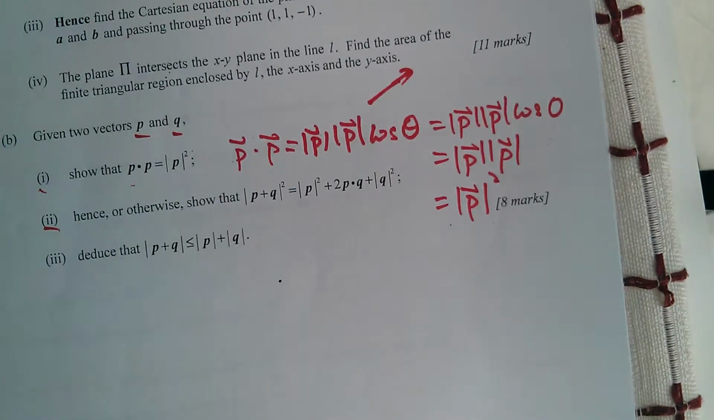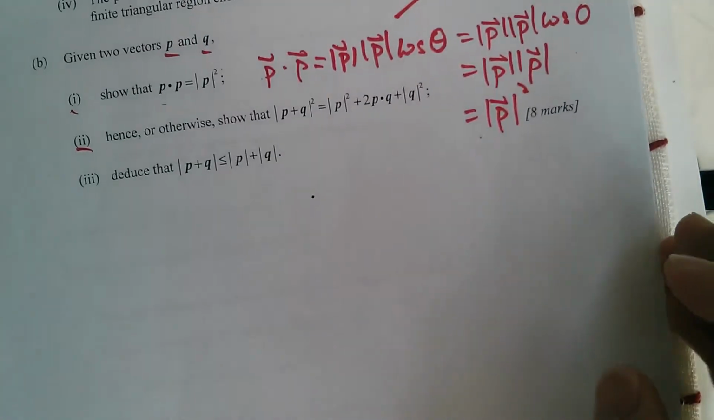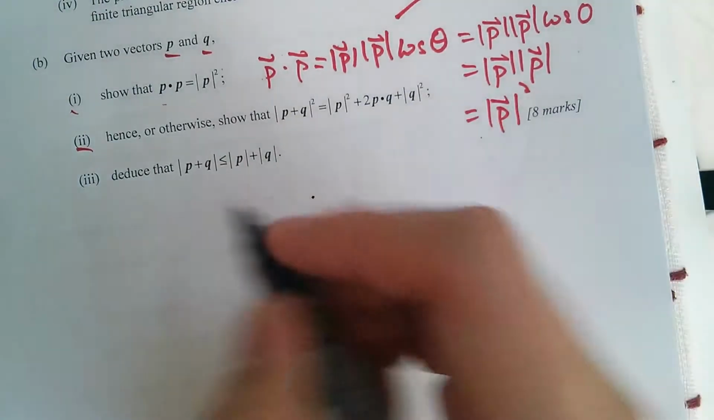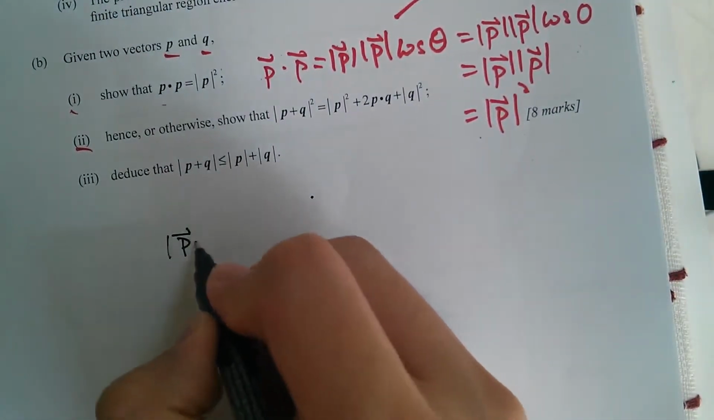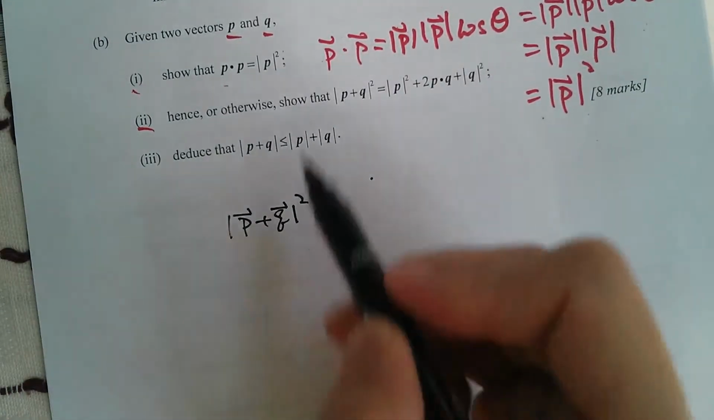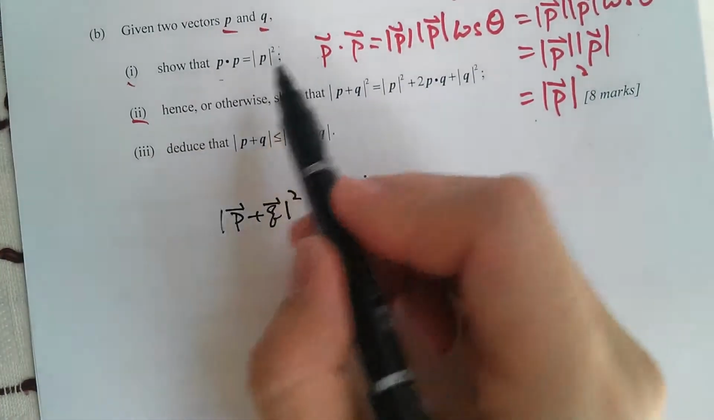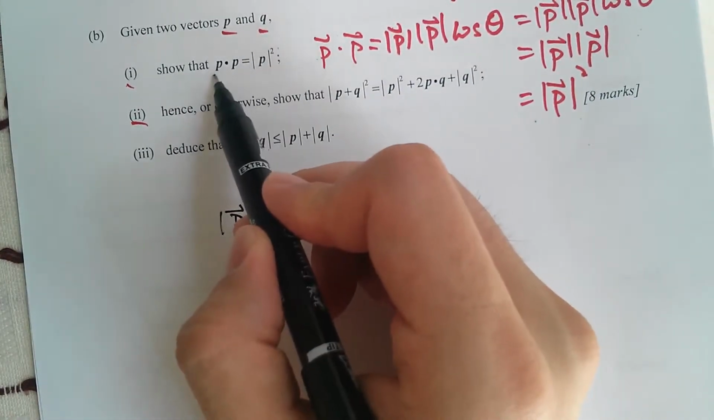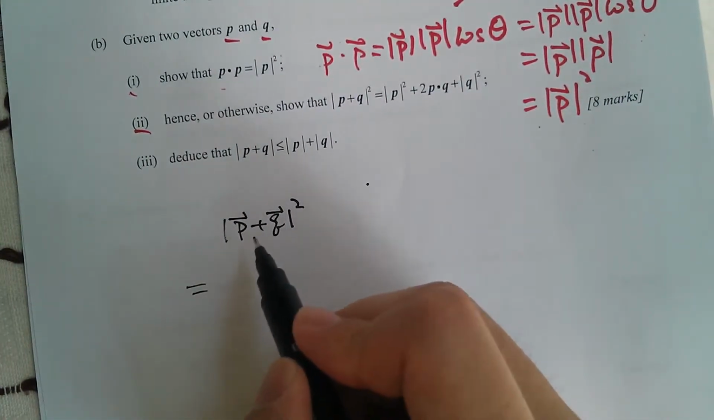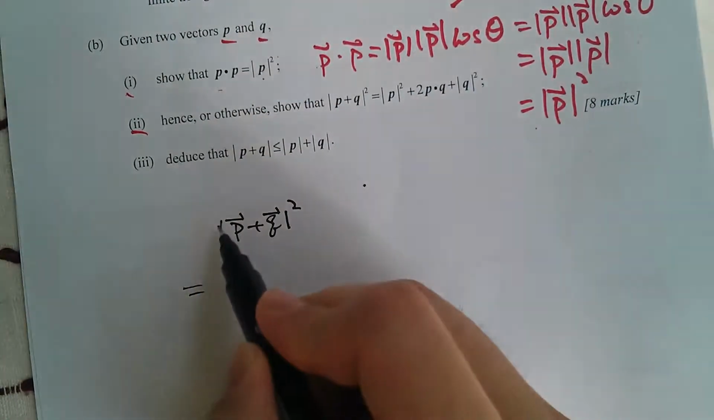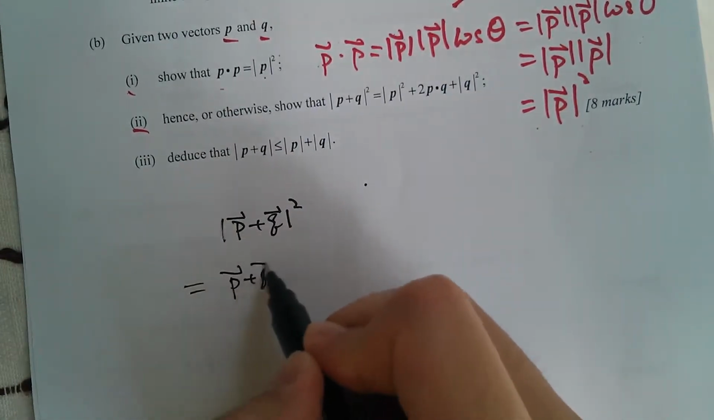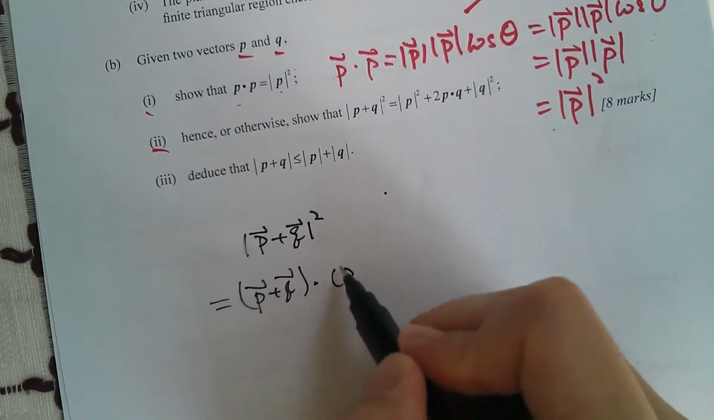Now show this. So you will probably try to start from the left-hand side. Square. So you have magnitude squared. Let's try to use part one. It says the magnitude squared is just that vector dot that vector. P is a vector, Q is a vector, you add them up, it's still a vector. So the magnitude squared is just itself dot itself. So it's P plus Q dot product P plus Q.